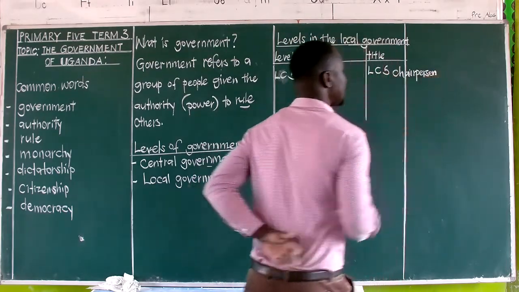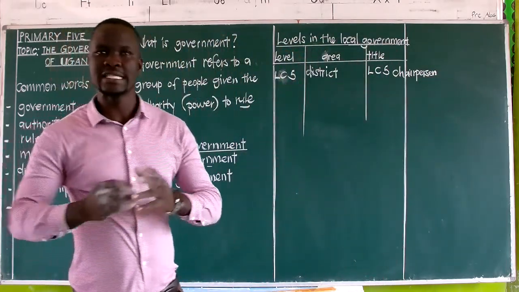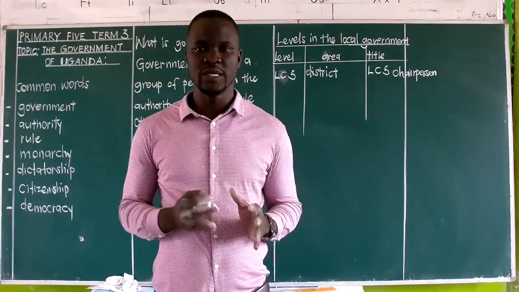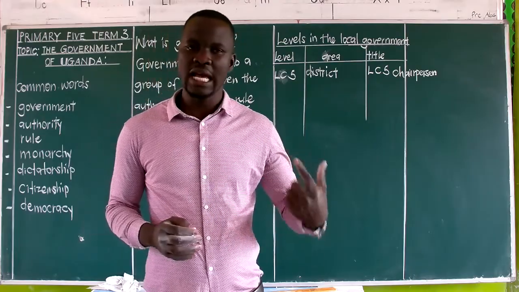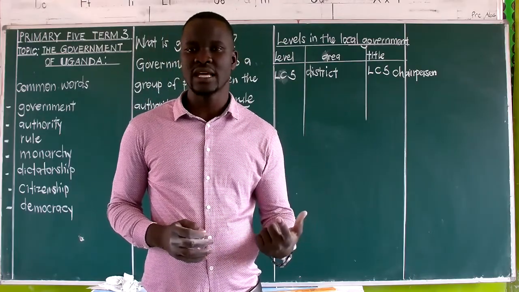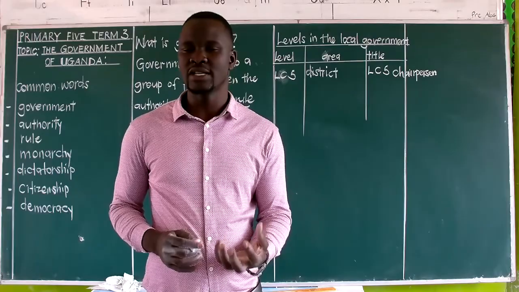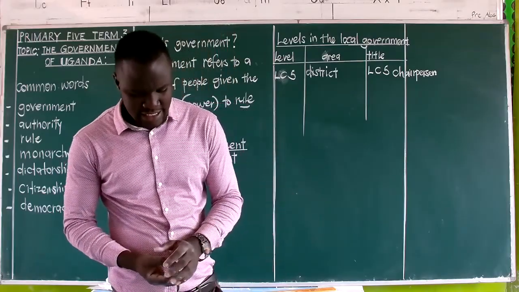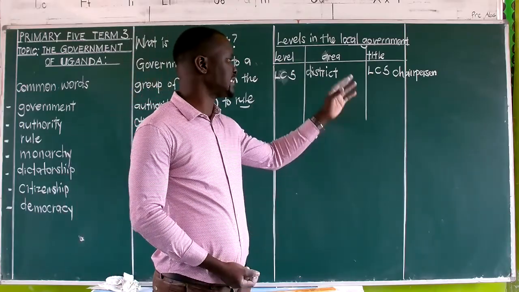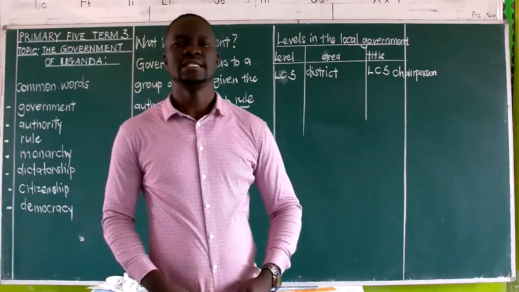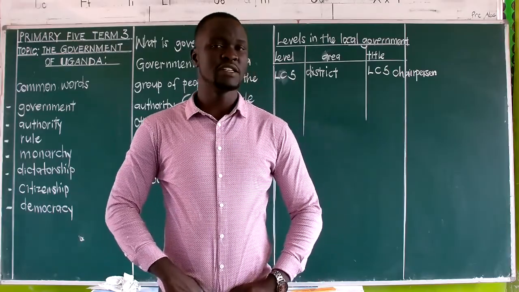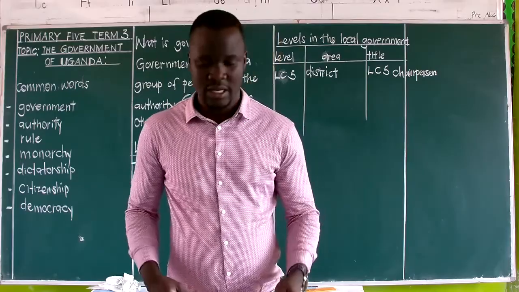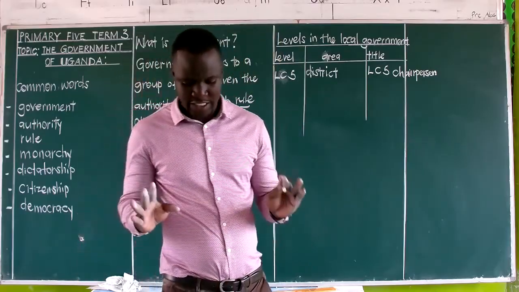That's why when we were in primary 4, we were answering a question: who is the political head of a district? And we said the districts belong to the local government, and that is the local council 5 chairperson. We don't only say chairperson, but we have to be very specific. Which chairperson? Because we shall have very many other people on that committee. So it's the local council 5 chairperson.